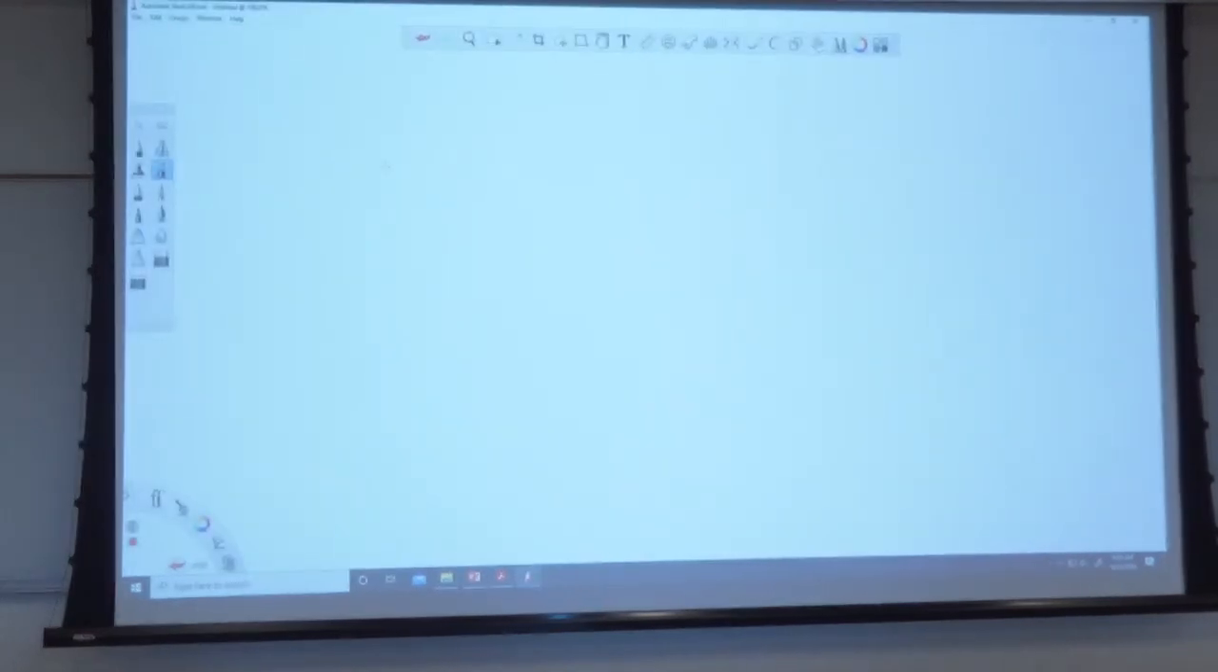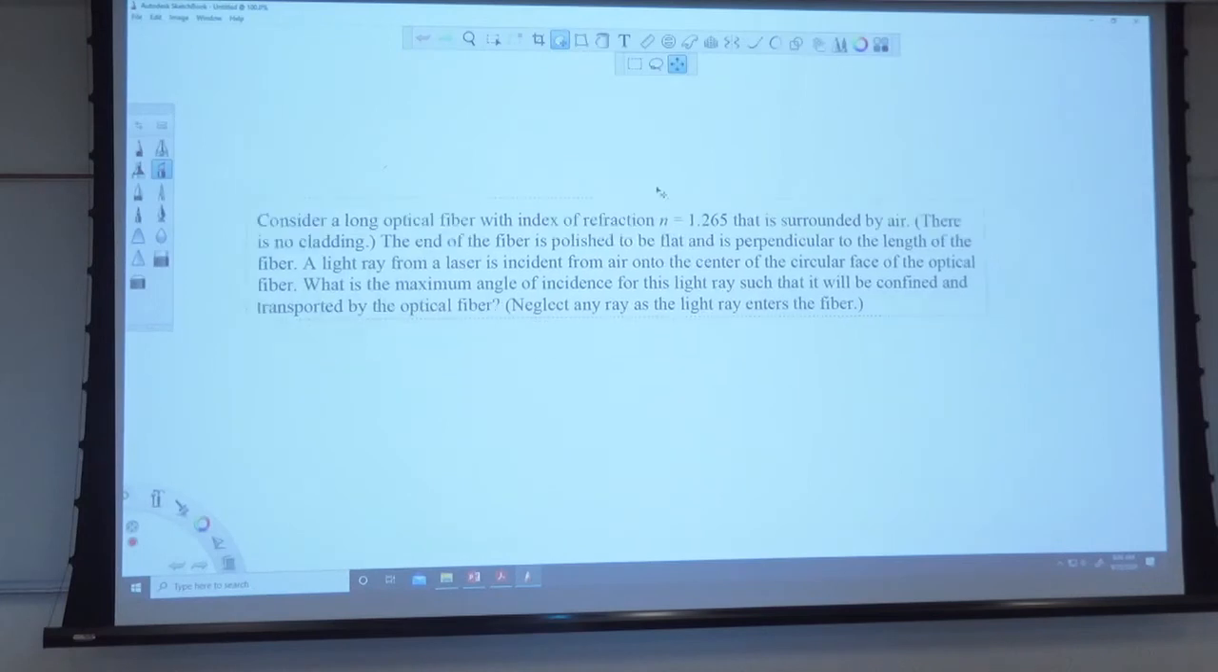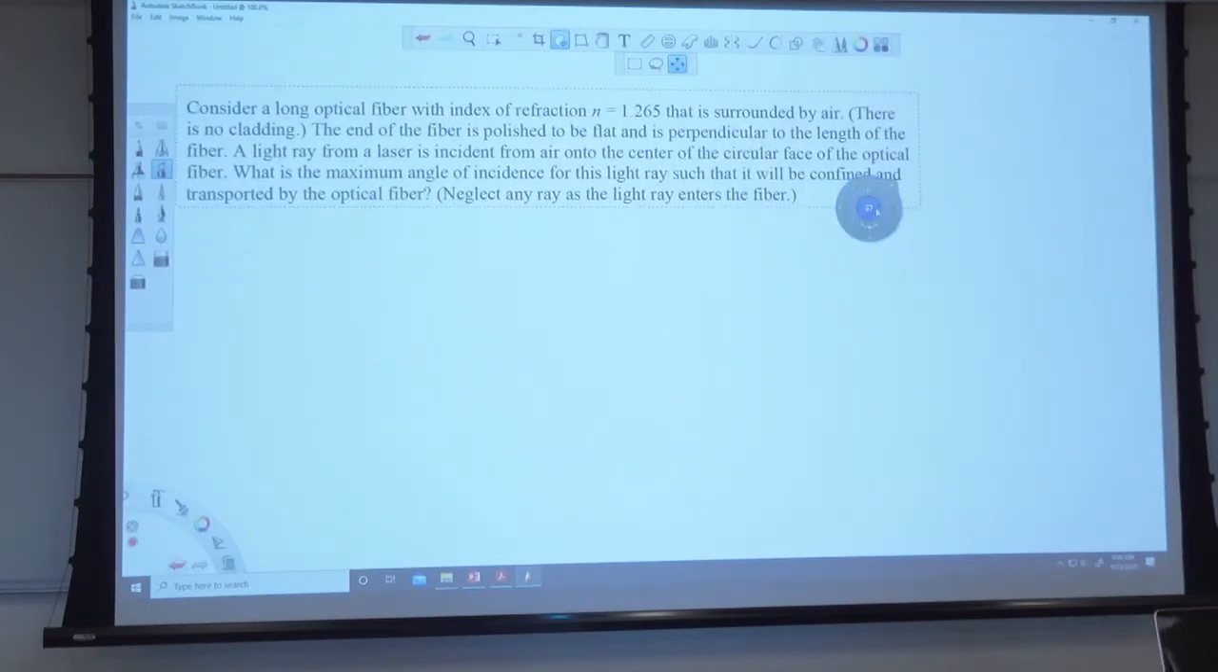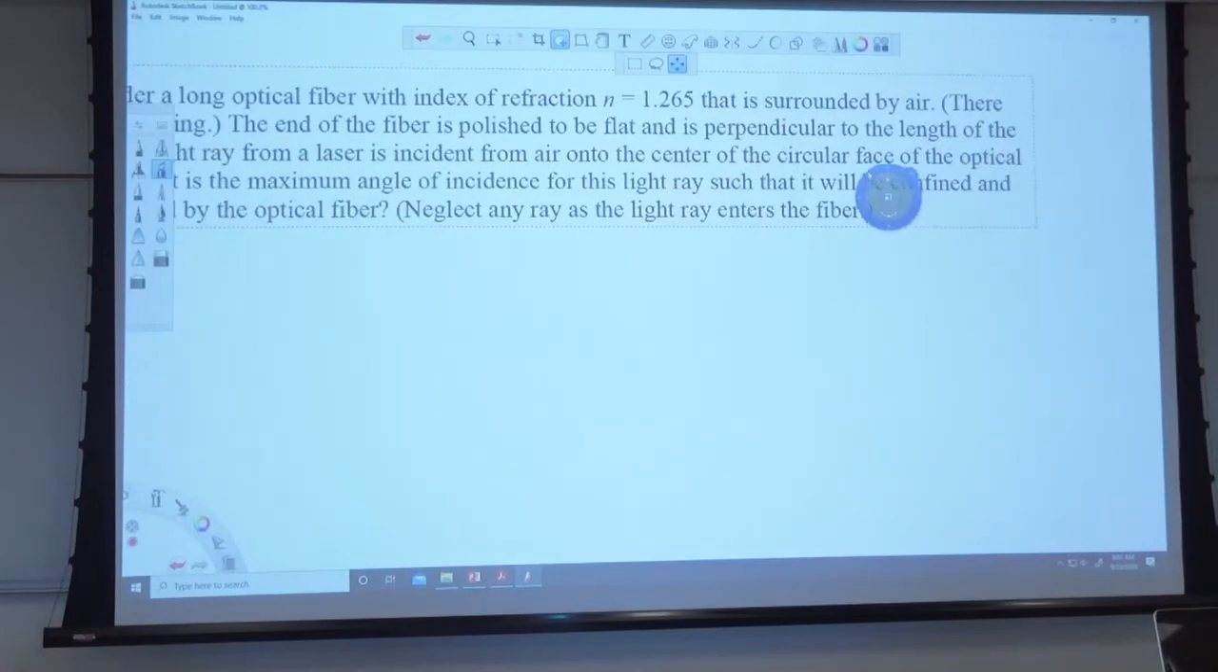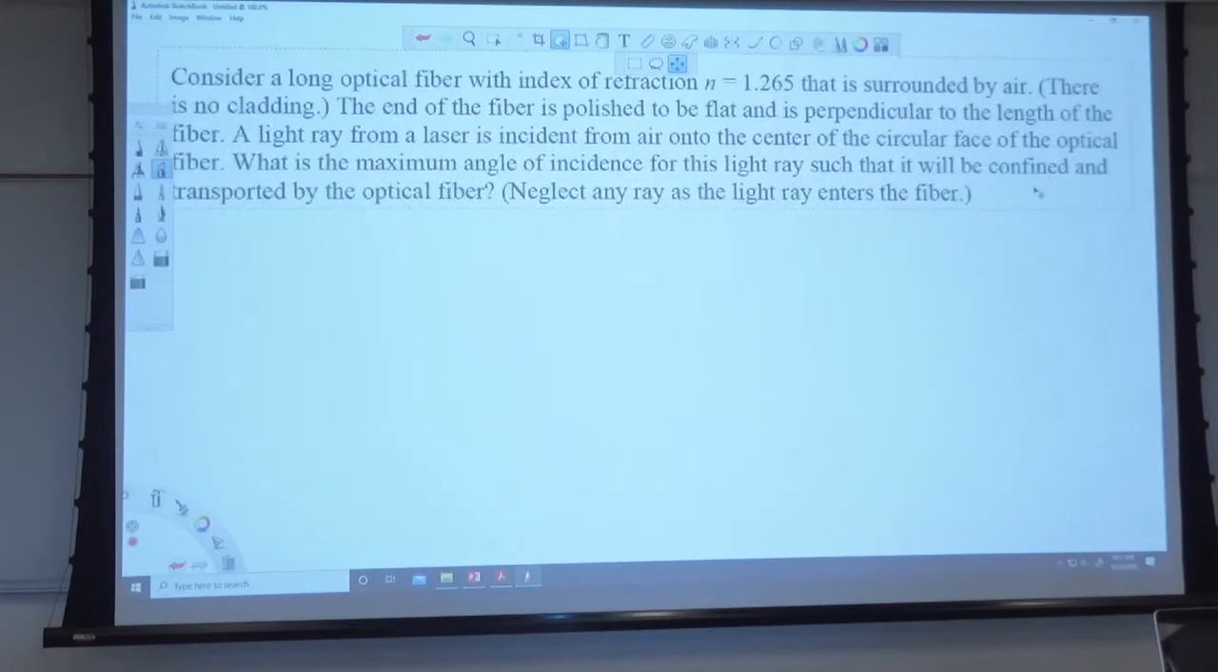So this is about optical cable or optical fiber. Let's say you have a long optical fiber that has index of refraction of 1.265. So I'm going to do the problem for a different refractive index, and then you guys can work on this one. Okay? So let's say the refractive index is 1.35. Okay? I'm going to use 1.35.